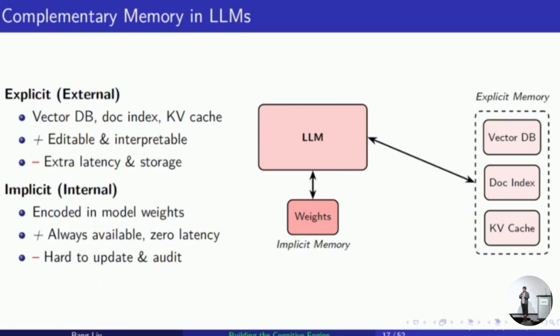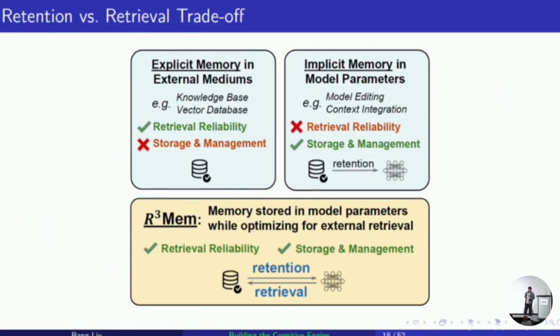You need to edit the implicit knowledge. It's hard to probe and edit. It's harder to control. And maybe you cannot memorize every accurate detail. Maybe we have produced some hallucination, right? So in our work, we want to, as we say, bridge the gap between retention and retrieval.